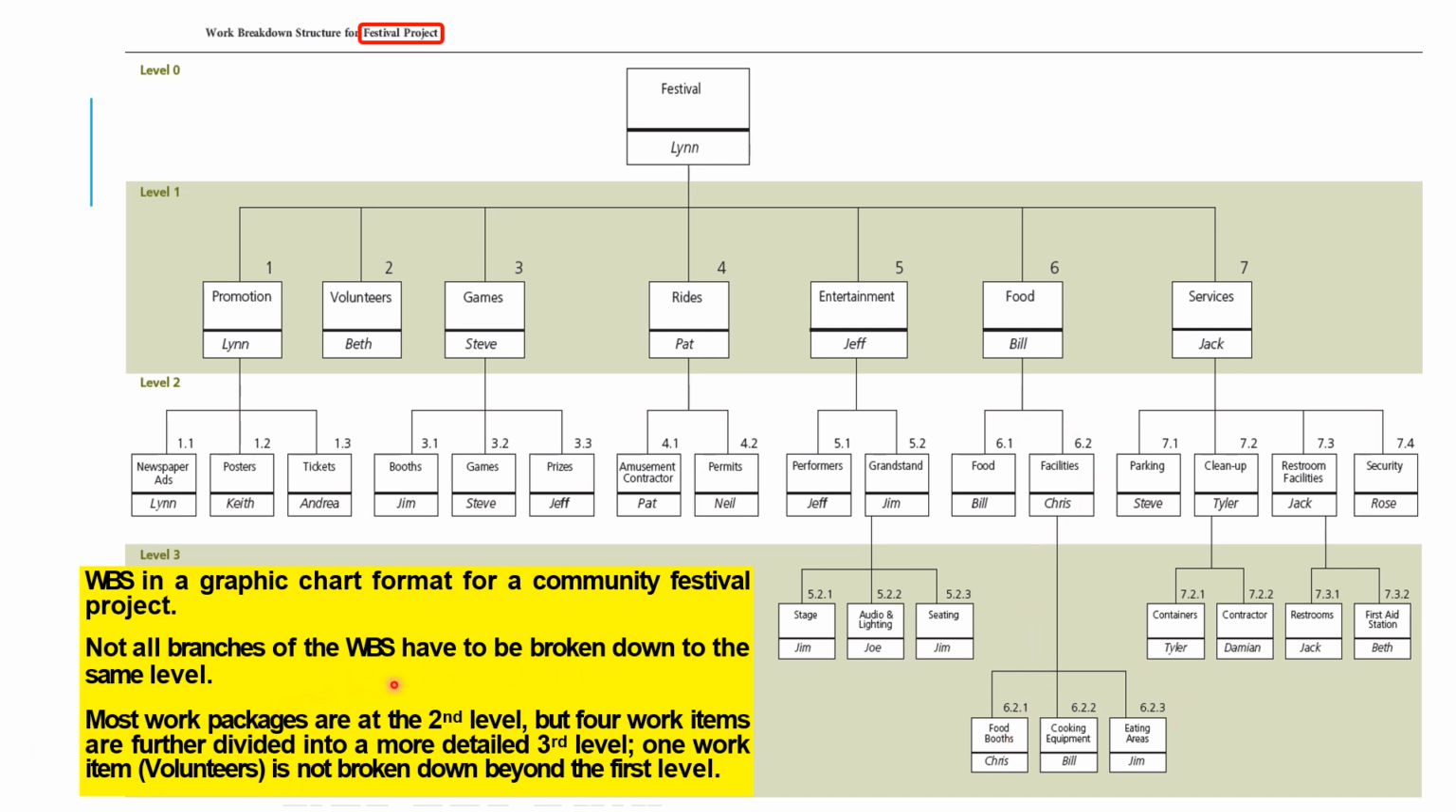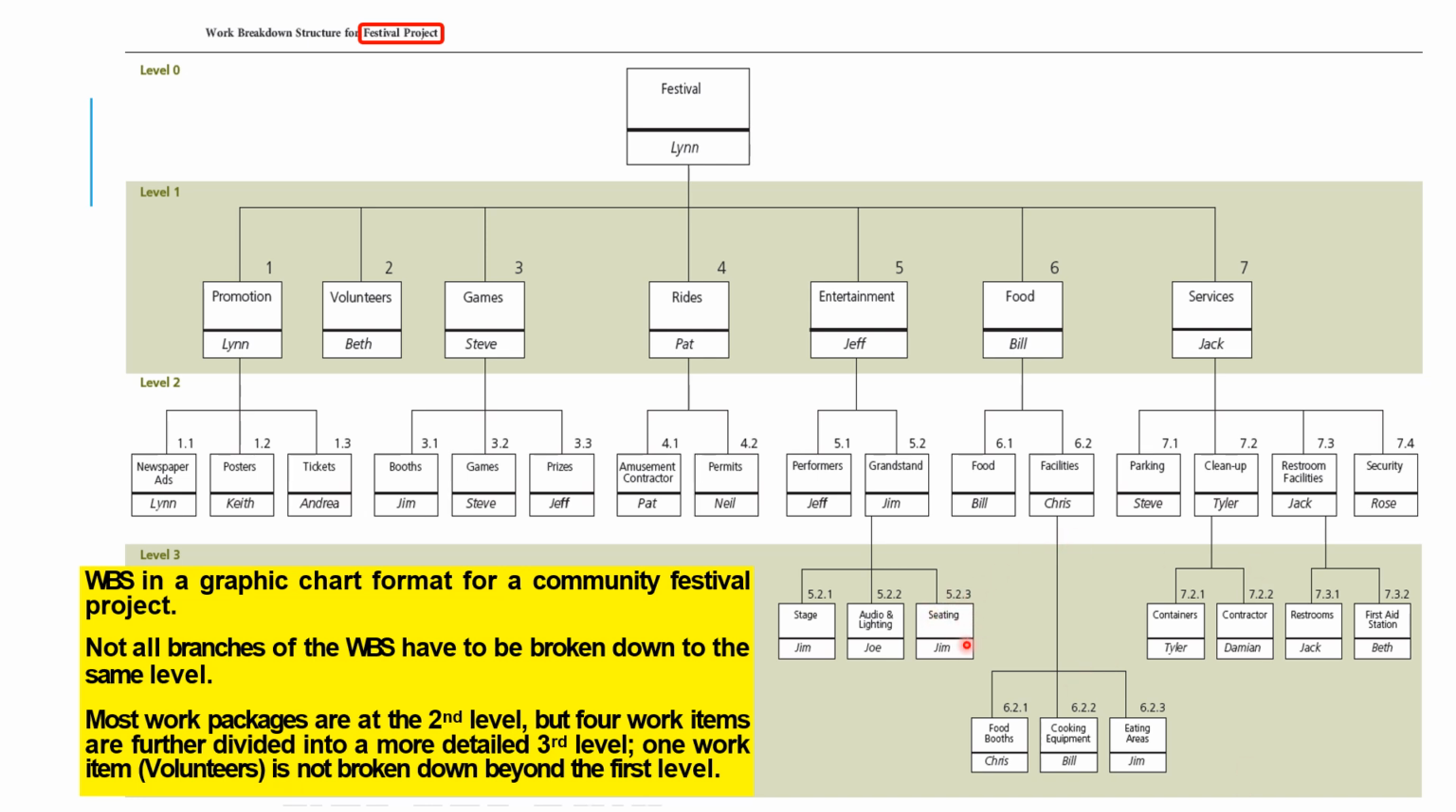So not all branches have been broken down to the same level. So no need every time. So you need to break down only what is necessary. Most work packages are at the second level, but a few items are further divided into the third level. One work item, volunteer, is not broken down. So mostly only the second level work package is broken down. So some of the work packages are also broken into another package.